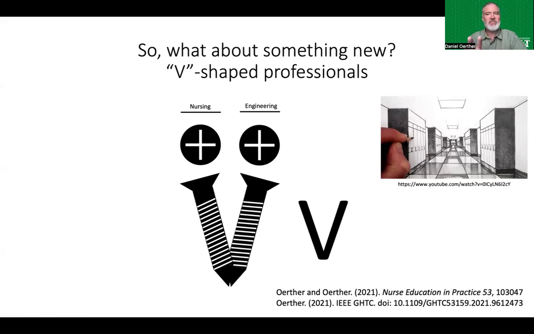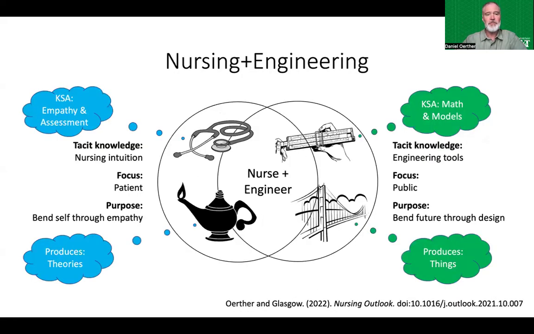The idea of convergence is very similar. We're not trying to get rid of what it is to be a nurse or an engineer. Instead, we're trying to point towards a common future. So we look at the kinds of things that nurses do. They're focused on empathy and assessment, and they produce theories. They focus on the patient, whether that's the individual, the family, the population, or the community. We compare that to engineering, which often focuses on math and models and produces things. Our goal is the public.